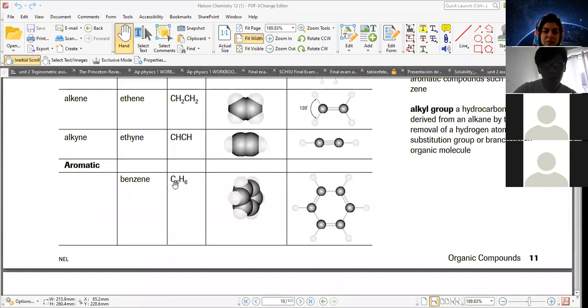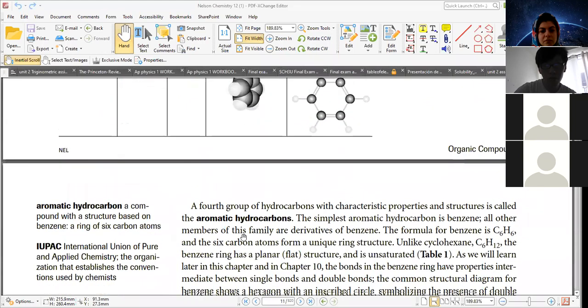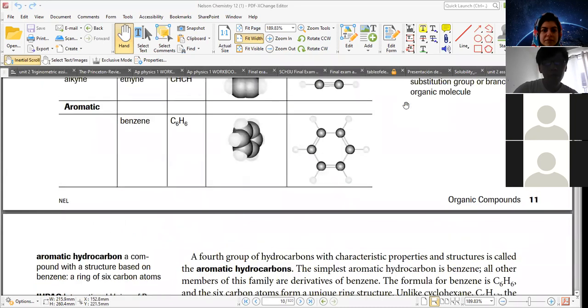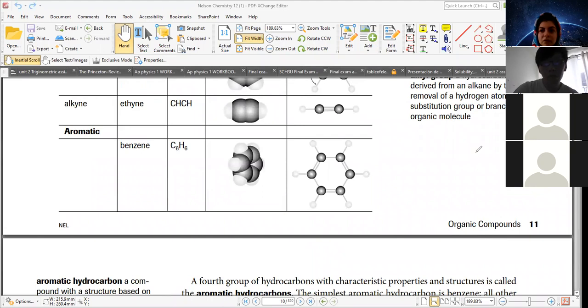Here is benzene. I will explain benzene later, maybe, for you. Now, an aromatic hydrocarbon is a compound with a structure based on benzene, a ring of 6 carbon. Maybe I just tell you what that is. Benzene is C6H6. That means you have 6 carbon in the ring: 1, 2, 3, 4, 5, 6. I just put 6 carbon and attach them. See, the carbon has 4 electrons. Now, 2 of them are here. I need to have 2 more, right?